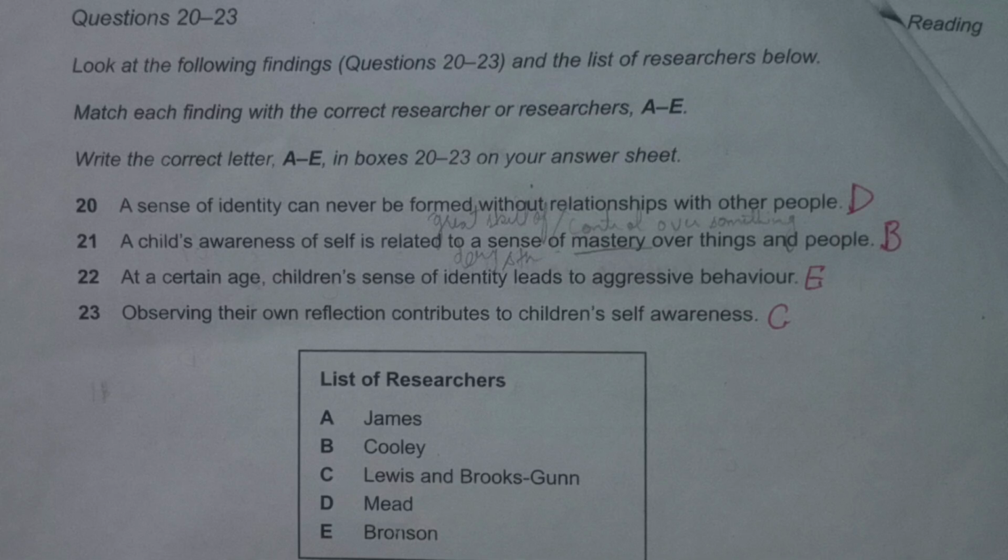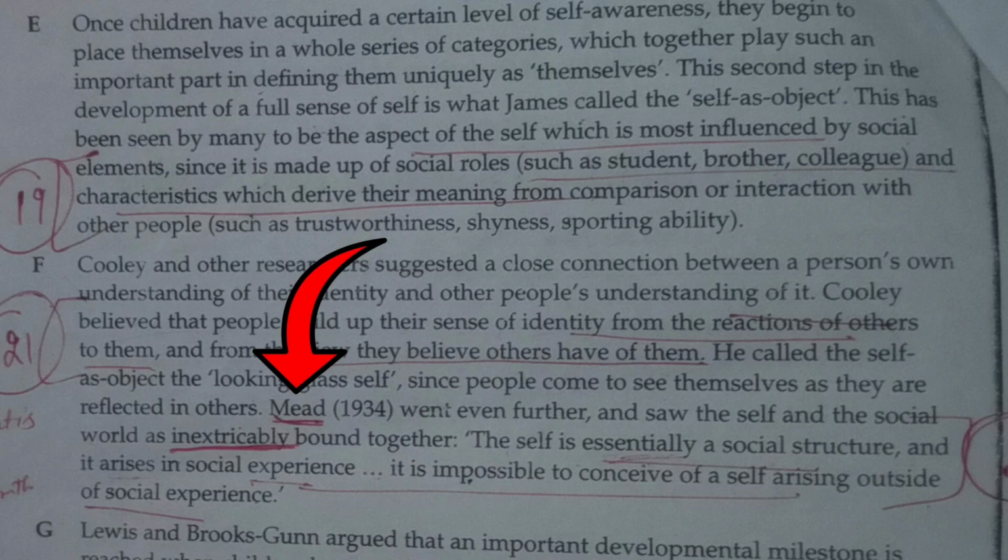Let's see in the paragraph. Mead went even further and saw the self and the social world as inextricably bound together. The self is essentially a social structure, and it arises in social experience. It is impossible to conceive of a self arising outside of social experience. हम खुद को सोशल एक्सपीरियंस के बिना डेवलप नहीं कर सकते.